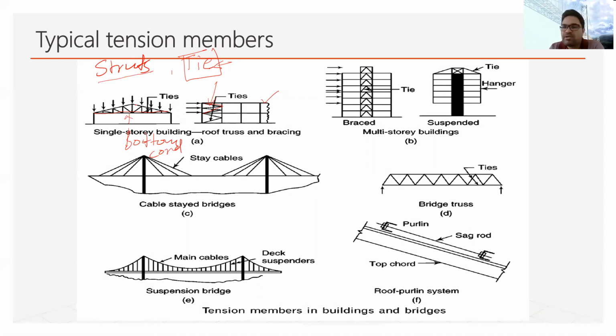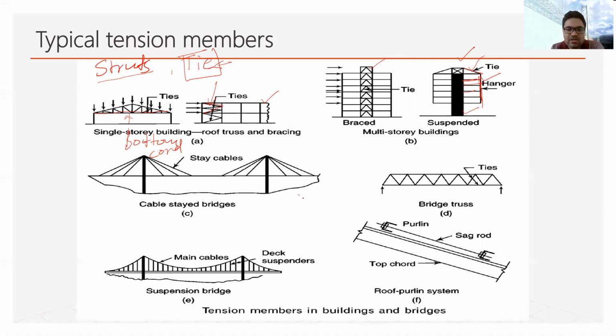Similarly, in some problems we may find this word struts. So struts are directly subjected to the compression. Similarly, in the multi-story building, we use bracing. These bracings are subjected to tension. Another type of building is where the floors of the building are suspended, supported from the central core. So these floors may also be supported using ties, and these are the hangers. So these hangers may be supporting these floors. All these hangers are in tension.